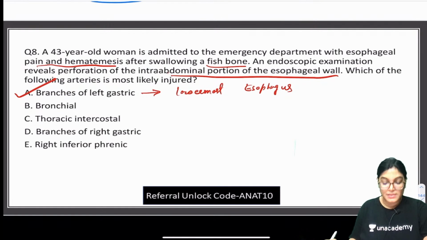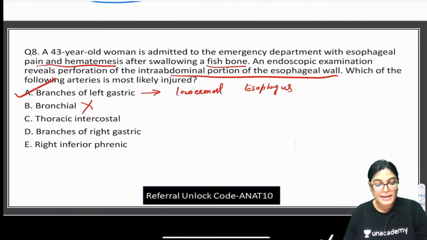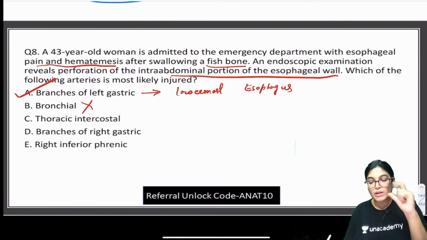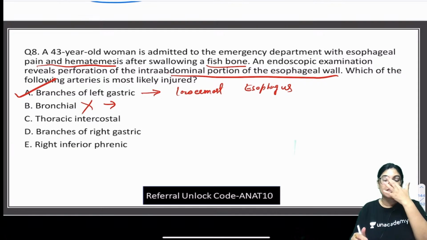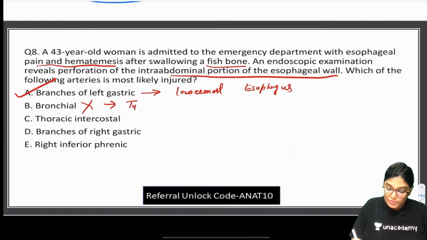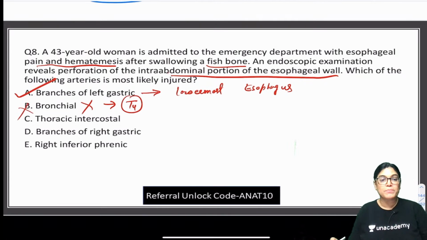So this is the right answer. Now why is bronchial artery not the right answer? Bronchial artery is supplying a small section of the esophagus inferior. It is mainly supplying a small portion of the esophagus which is lying inferior to the T4 level. So it can't be the right answer, meaning the uppermost part.